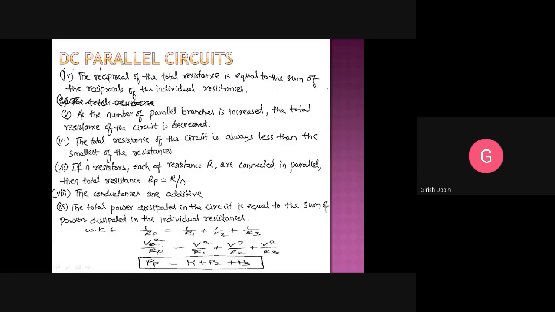The total power dissipated in the circuit is equal to the sum of the powers dissipated in the individual resistors. This is an important property, similar to the series combination. In the case of a parallel also, the total power that is consumed is exactly equal to the sum of the individual powers consumed in each of the resistors that are connected in parallel. This is how it is proved. We know that 1 by Rp is equal to 1 by R1 plus 1 by R2 plus 1 by R3. You multiply by V square on both sides. The equation will become V square by Rp is equal to V square by R1 plus V square by R2 plus V square by R3.